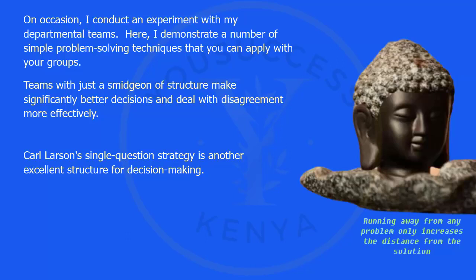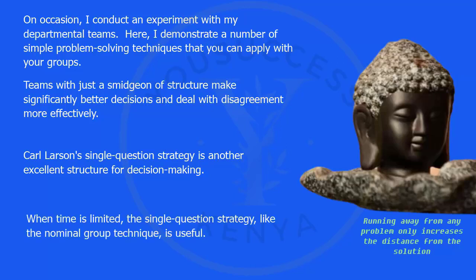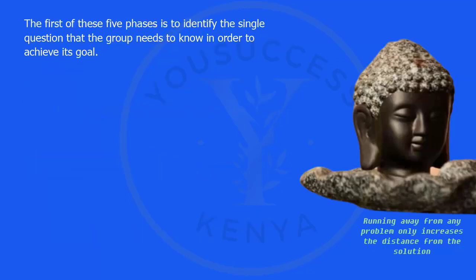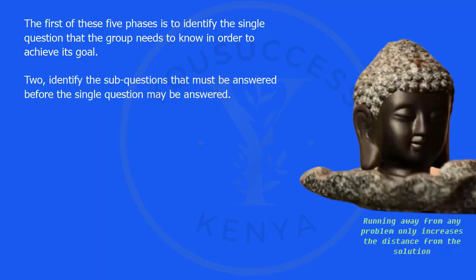Carl Larsen's single question strategy is another excellent structure for decision-making. When time is limited, the single question strategy, like the nominal group technique, is useful. The first of these 5 phases is to identify the single question that the group needs to know in order to achieve its goal.